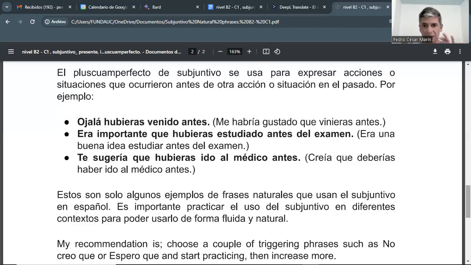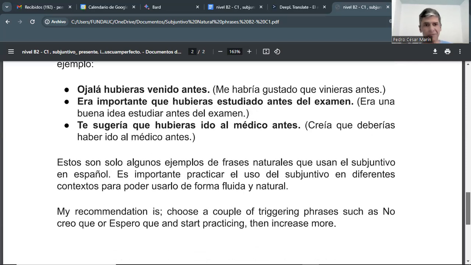Era importante que hubieras estudiado antes del examen. It was important you had studied before the test. Before the test is the past event. It was important for you to have studied before it. I suggested you had gone to the doctor before. I did it. Te lo dije. Te lo dije. I told you. Something that some people love to say in Spanish when we make mistakes.